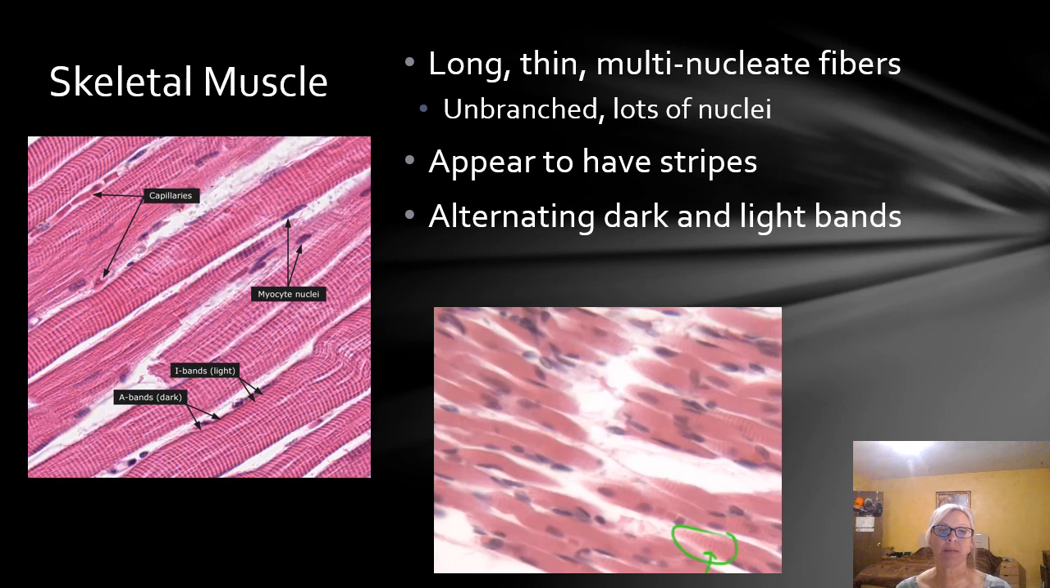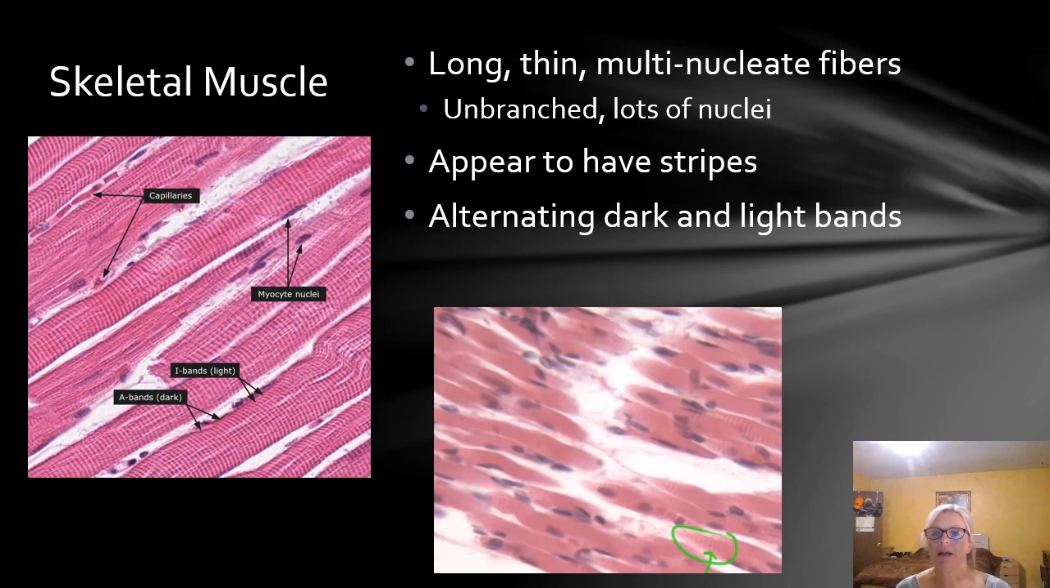So here we have an example of skeletal muscle. This one here on the left, you can really see those alternating dark and light bands, the striations, very, very well. These are very long, thin, multinucleate. They have lots of nuclei. You can see that in both of these pictures. You see lots of nuclei. That's the kind of purplish marks.